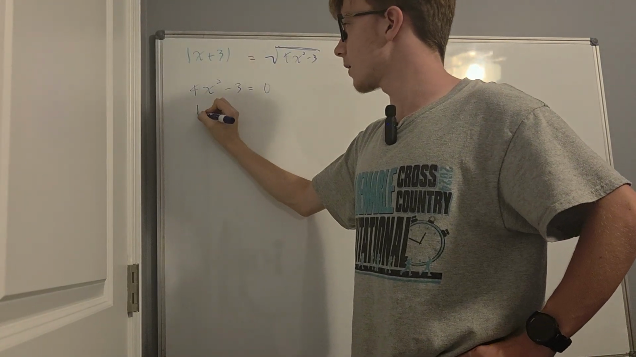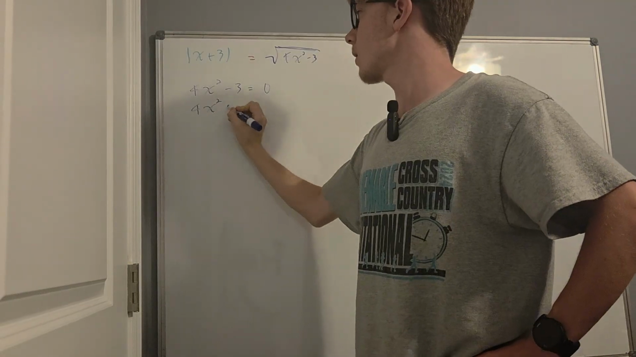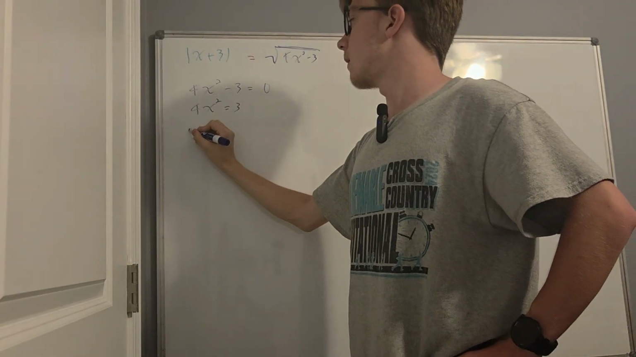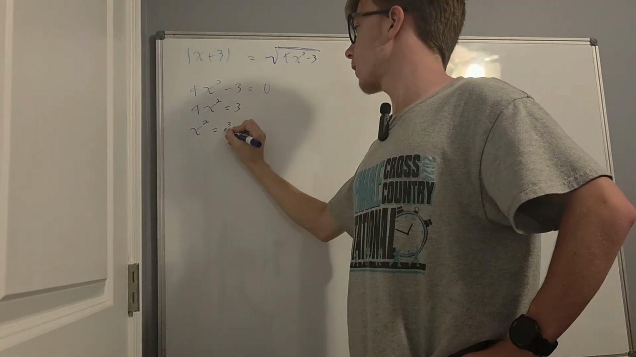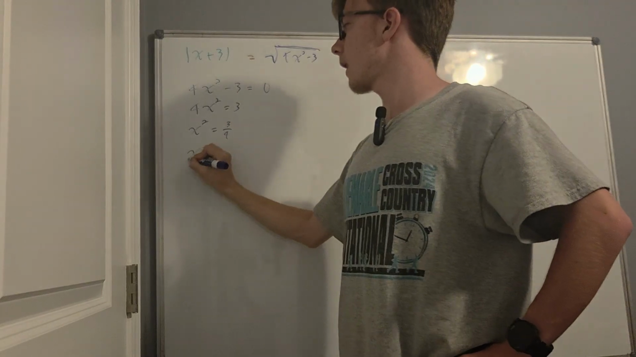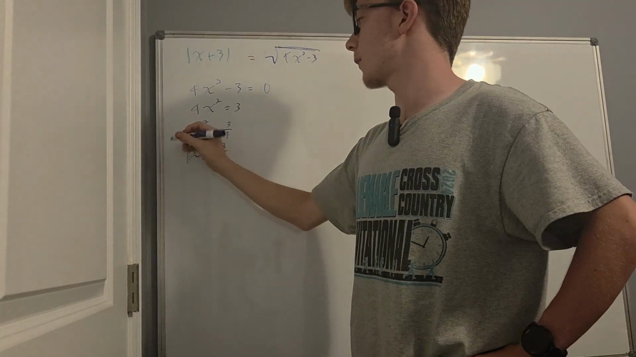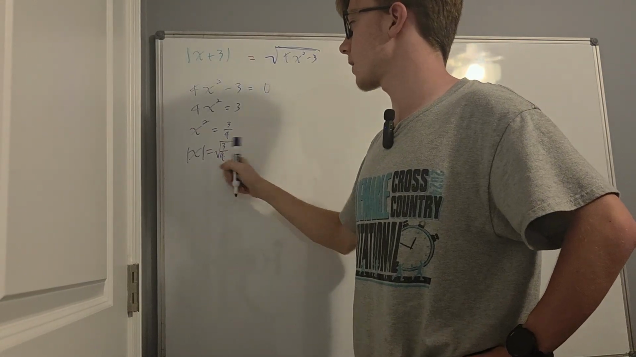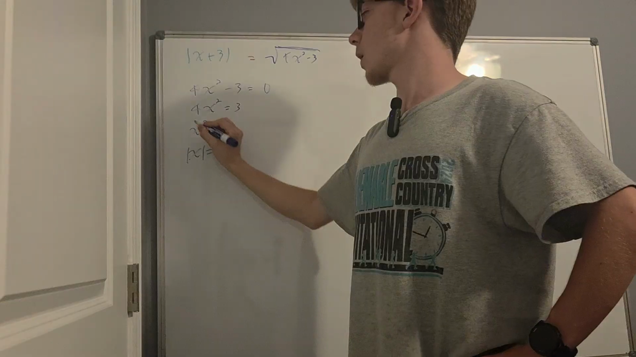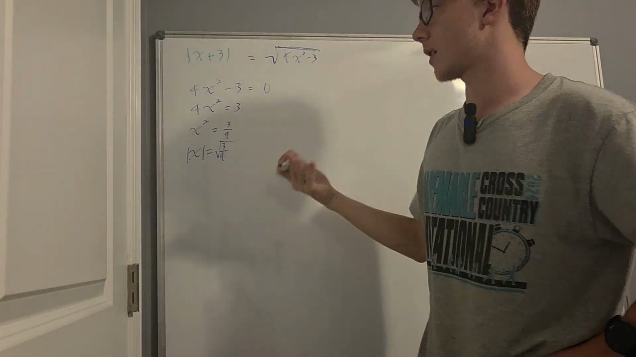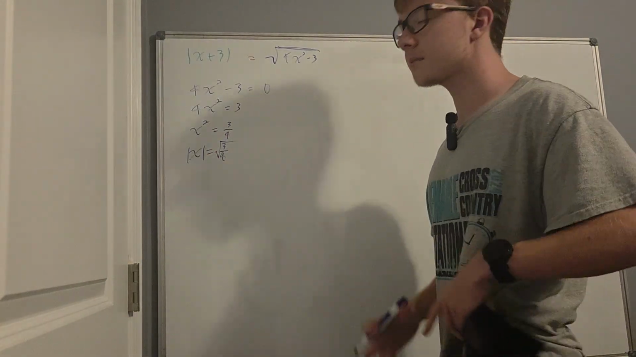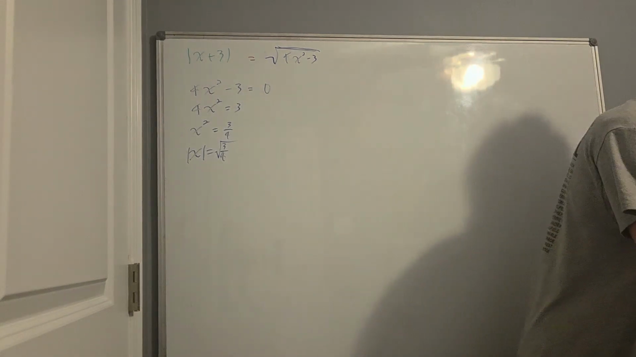What I can do here is say 4x squared is equal to 3. X squared is equal to 3/4. And then the absolute value of x is going to equal the square root of 3/4, because remember, when we take the square root of an x squared, it's going to be the absolute value of x. Now, here's the part that trips up a lot of people.